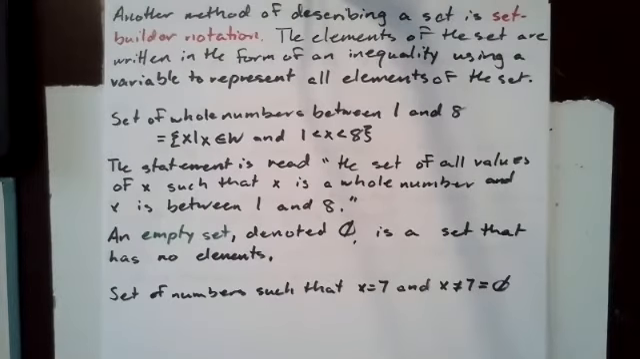Either way is fine. An empty set is denoted as a circle with a slash through it, and that is a set that has no elements. So for example, the set of numbers such that x is equal to 7 and x is not equal to 7 is the empty set. There is no number that is both equal to 7 and not equal to 7.